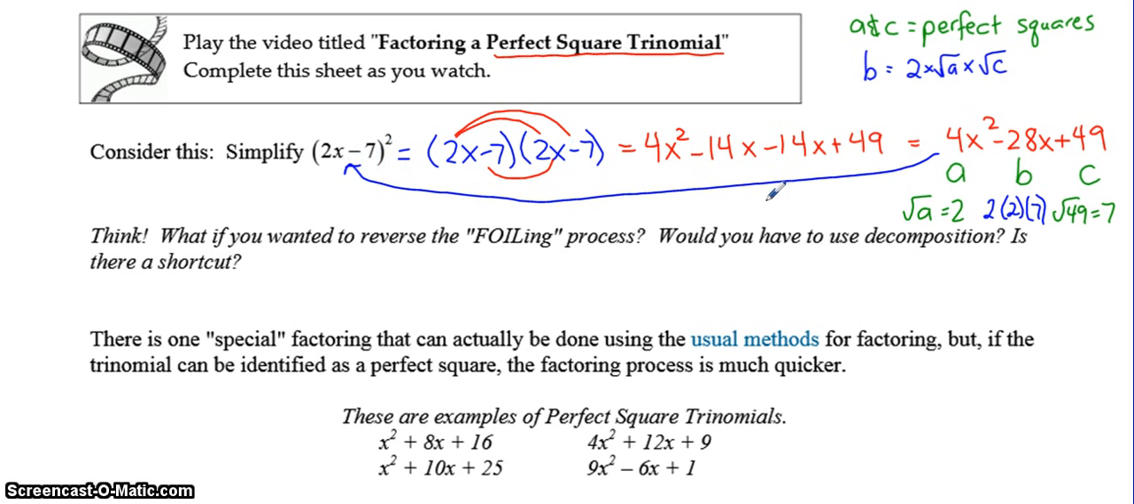So in the factoring process, if this was the question and this was the answer, the factor would just be the first term being the square root of a, and the second term here being the square root of c, and that's squared. And that sign is negative because that sign is negative.